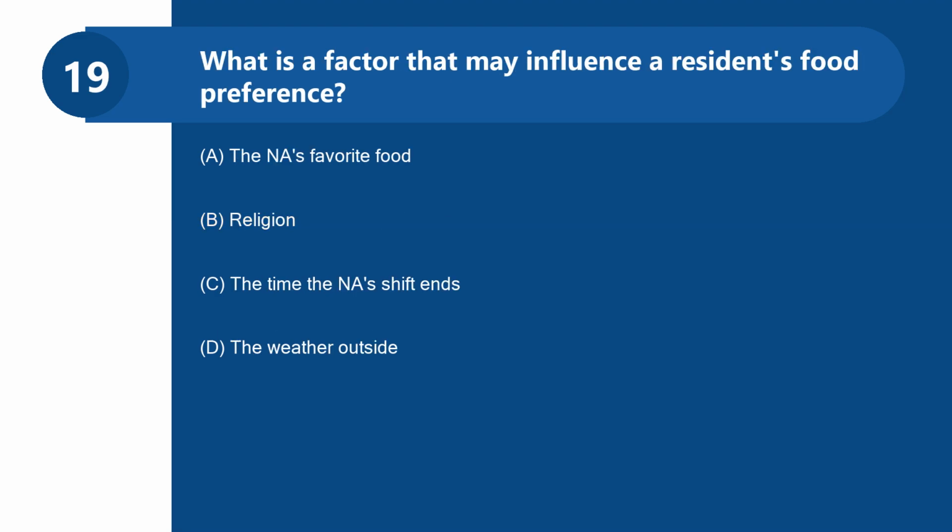Question 19. What is a factor that may influence a resident's food preference? Option A, the NA's favorite food. Option B, religion. Option C, the time the NA's shift ends. Option D, the weather outside. The correct answer is option B, religion.